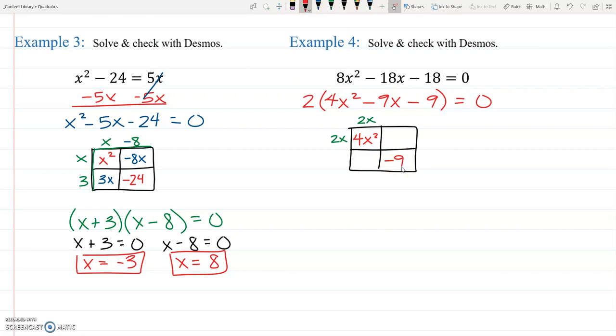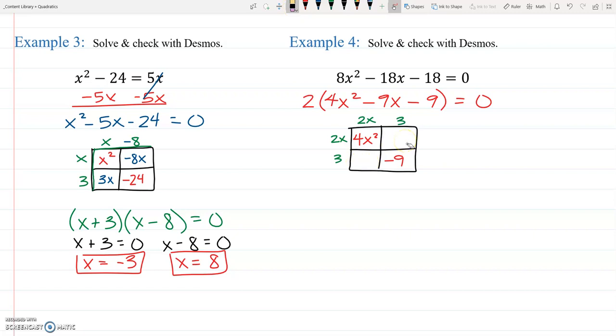I would recommend that we guess the numbers closest to each other, so I would recommend we guess 3 and 3. And how I check to see if these are right is I fill in these two last rooms. 2x times 3 gives me 6x here. 2x times 3 gives me 6x here. Can I combine 6x and 6x to get negative 9x? No, so I guessed something wrong.